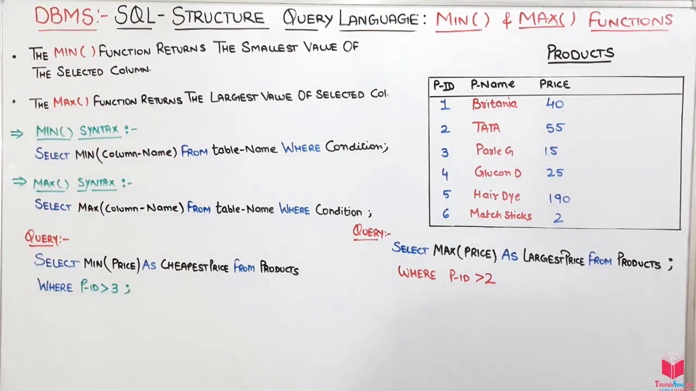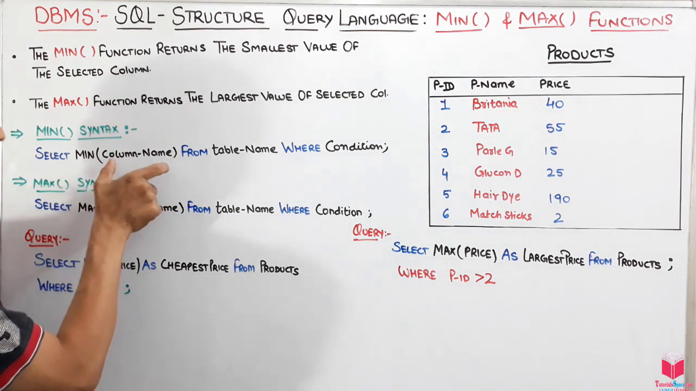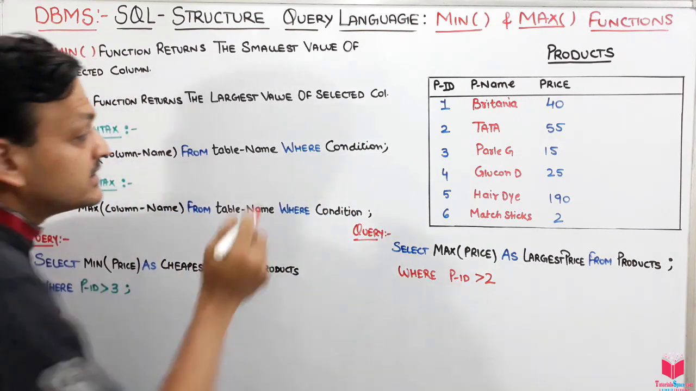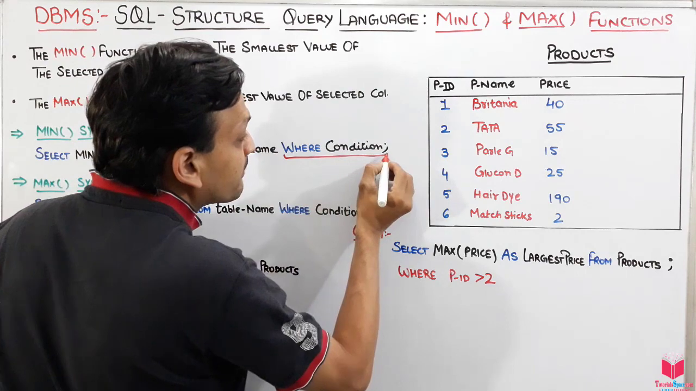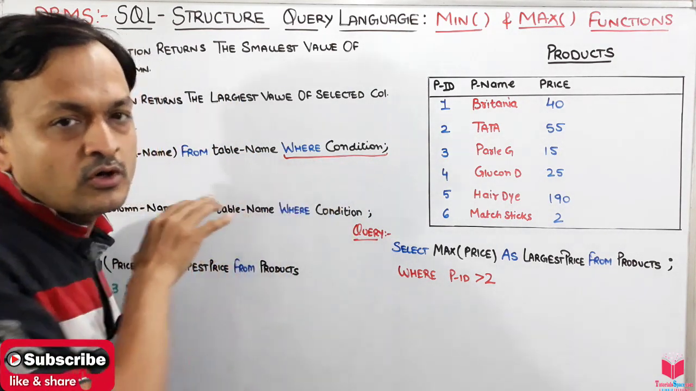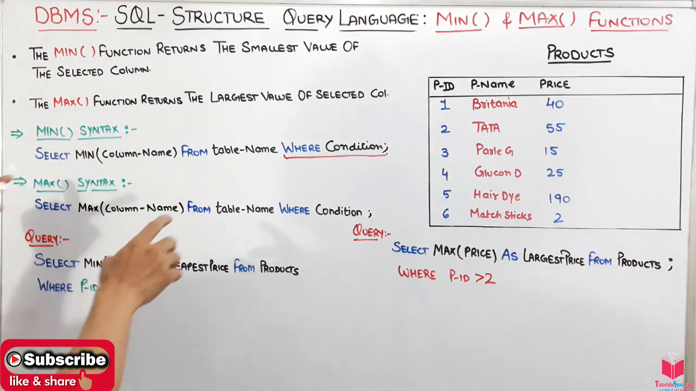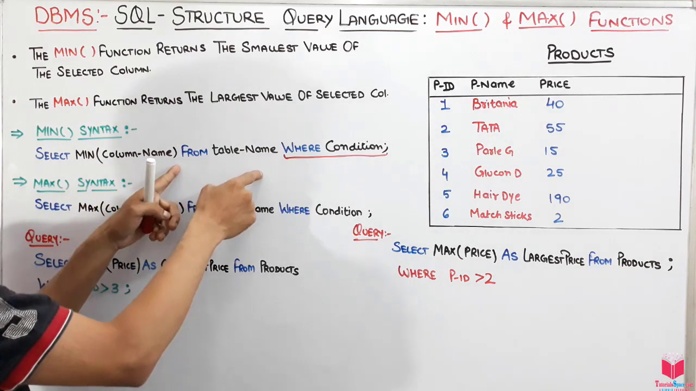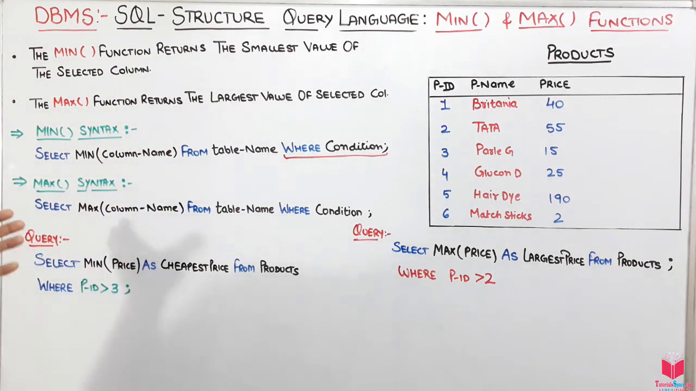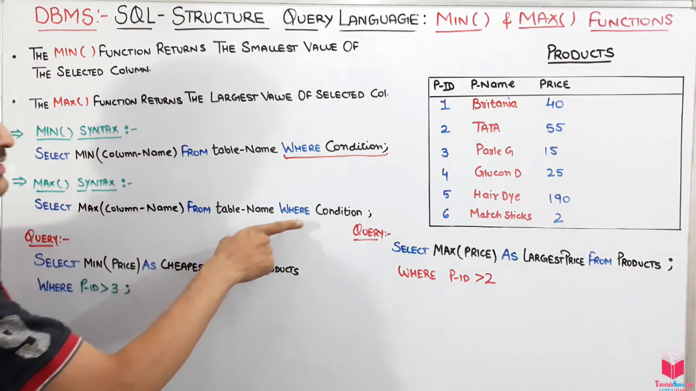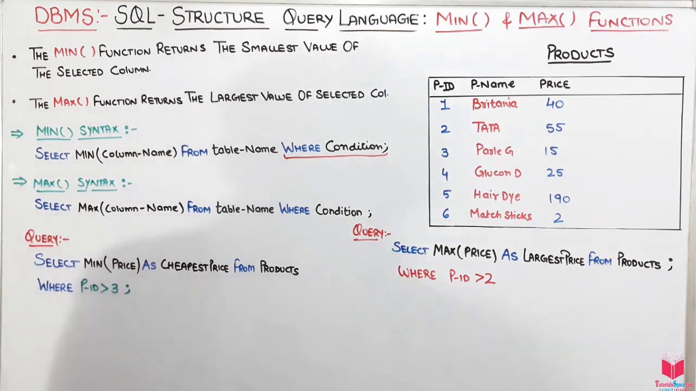Let's see the syntax of the min function. SELECT MIN, then the column name, FROM, table name, WHERE clause, condition. The WHERE part is optional in this syntax. If you need it, you can write it; if you don't need it, skip it. The main part is the SELECT, where we pass the column name in the min function, then from which table, the table name. The max syntax is the same: SELECT MAX column name FROM table WHERE condition, which is an optional part.